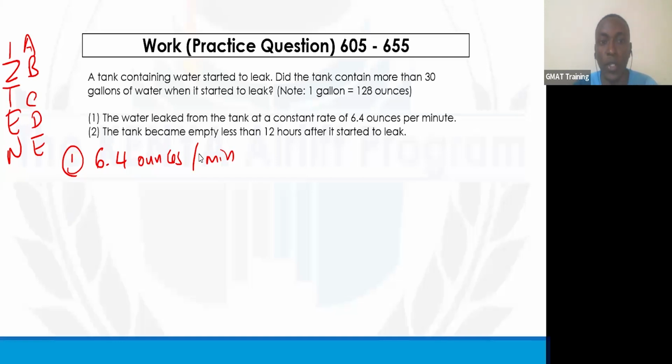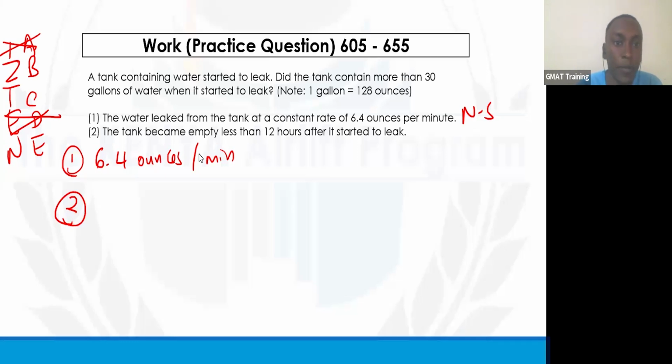So for this case, we need the number of hours or minutes, the time specified, so that you can determine if the tank contained more than 30 gallons of water or less than 30 gallons of water. So for this case, statement 1 is not sufficient. So if it's not sufficient, then A is out and D is out. Let's go to the second statement.